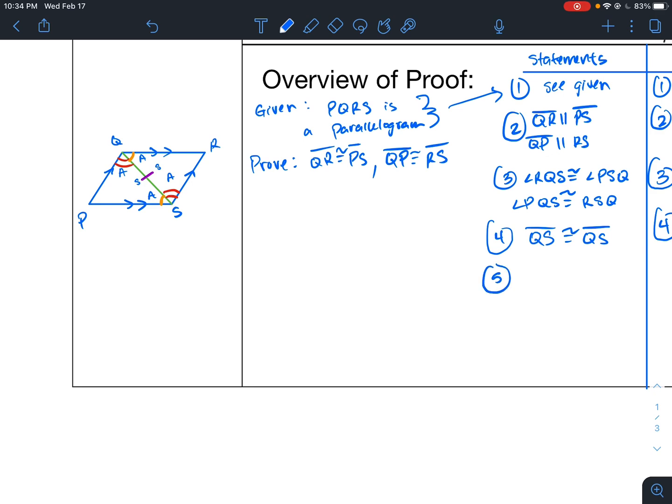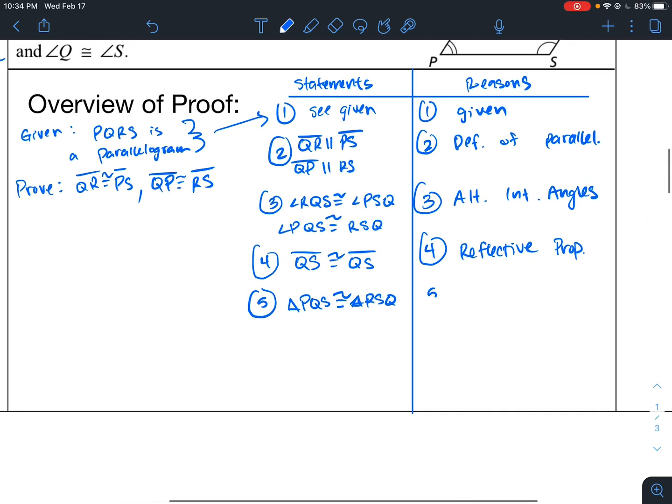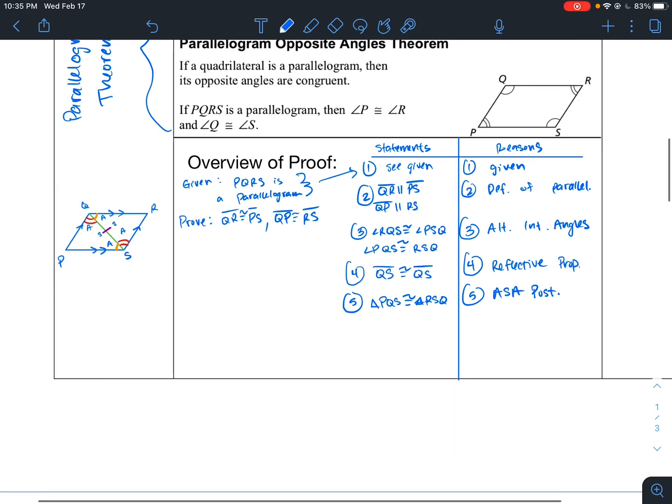I know that triangle PQS is congruent with triangle RSQ by the angle side angle postulate that we covered in the last pre-unit.